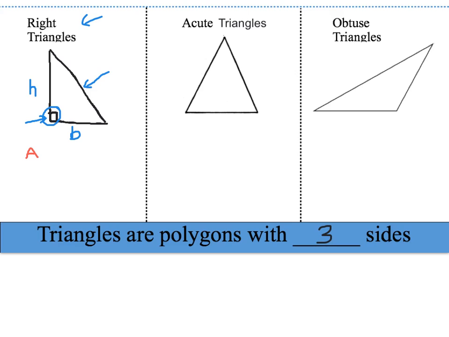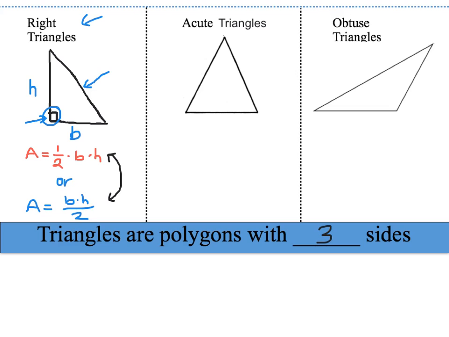Area is equal to 1/2 times the base times the height. Sometimes an easier formula to use would be this. Area is equal to base times height divided by 2. Please know that both of these formulas are the same, and you can choose which one you want to use.